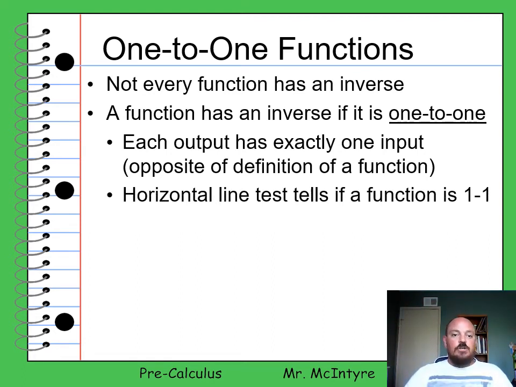So a good quick way to tell if a function is one-to-one is by its graph. We can do what's called the horizontal line test, and you might remember the vertical line test from earlier years of math. If you're trying to decide if a graph is a function, you do the vertical line test. You say, if I can draw a vertical line anywhere that crosses it more than once, it's not a function.